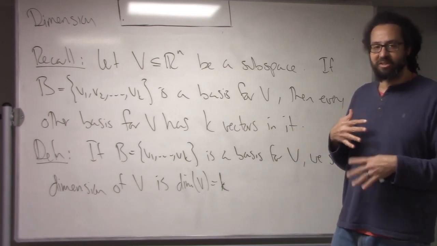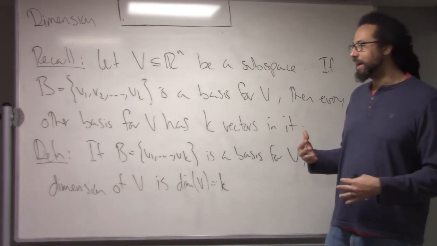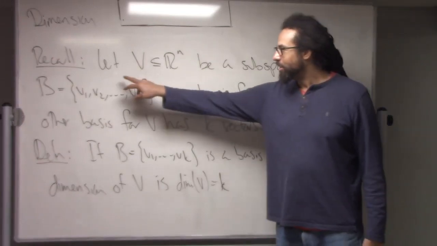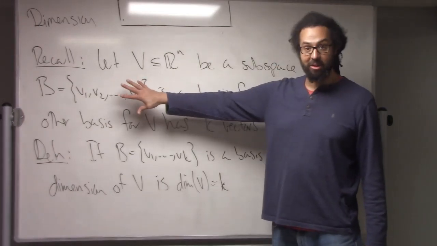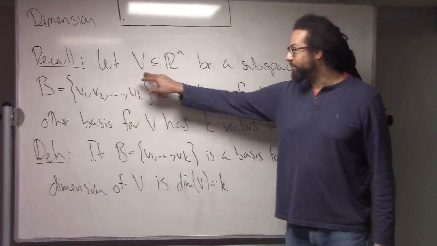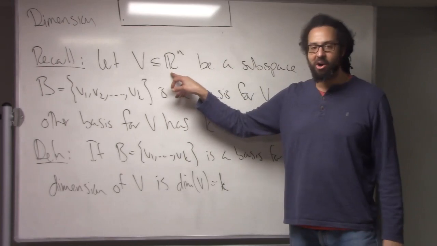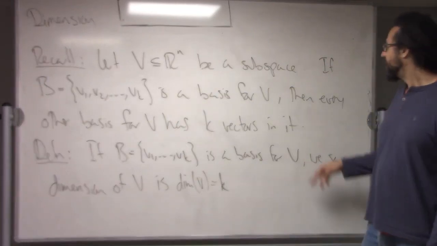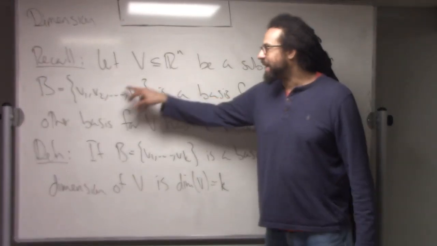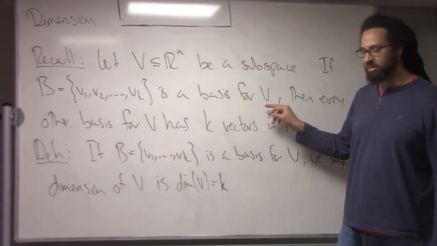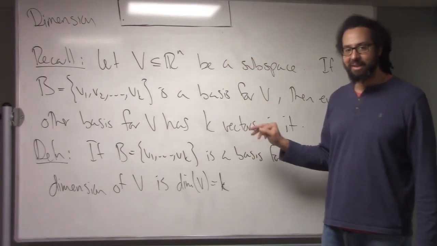Our intuition tells us what dimension is, but here's the actual mathematical definition. So just recall a theorem first. We'll let V be a subspace of Rn, and again V could be all of Rn. If V has a basis with k elements in it, then every basis for V must also have k elements in it.